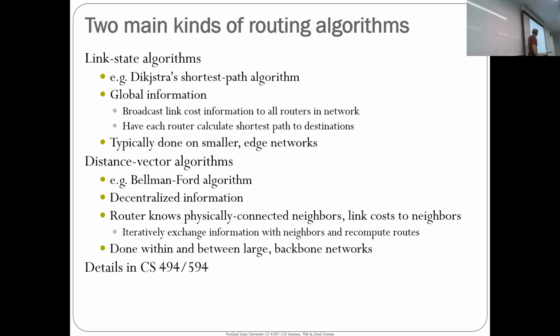So this is a decentralized sort of information broadcasting algorithm. And this is typically done on the backbone. So on the large tier 1 networks, exchanging information with BGP, it's using a distance vector algorithm. So those are the 2 ways of doing this. If you are interested in this stuff, that's all I'm going to cover here. The details are in the networking class.